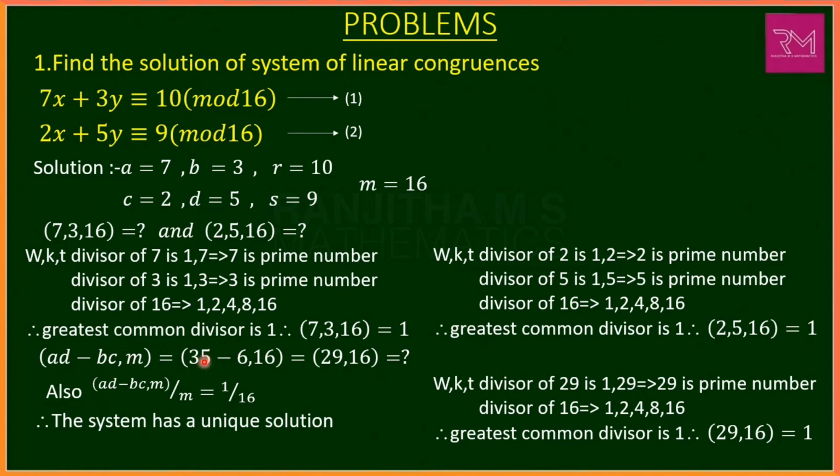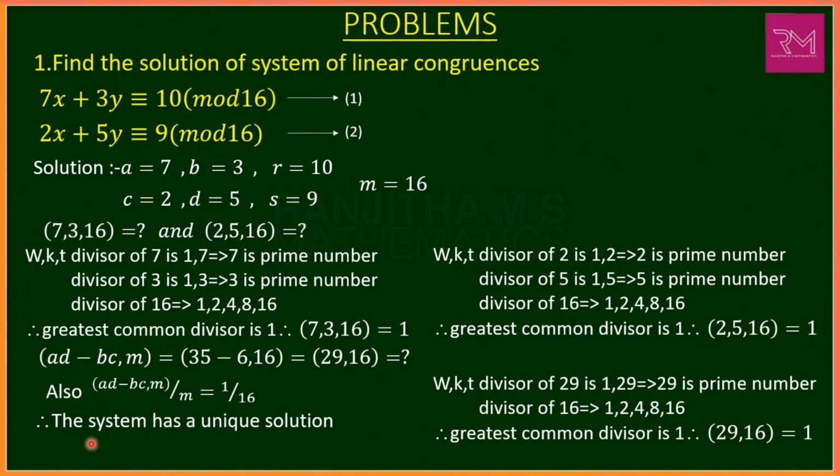The GCD of (AD minus BC, m) is also equal to 1. That is, the GCD of AD minus BC and m must be equal to 1, that is, they are relatively prime. Also, we have to verify the condition that (AD minus BC, m) divides the value m. If all the conditions hold, we can conclude that the system has a unique solution.